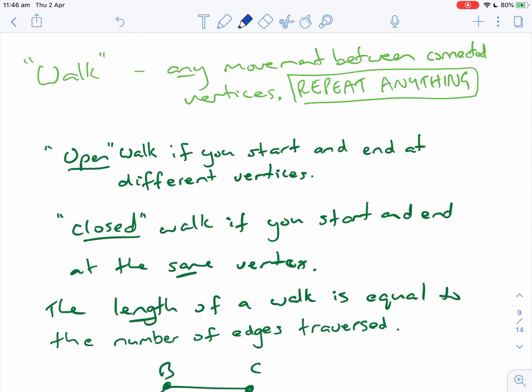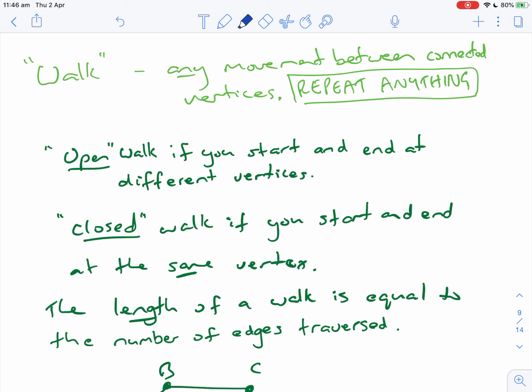So a walk is basically a movement between any connected vertices. The graph must be connected. And in a walk, you can repeat anything. So you can think of that as a kind of a very random movement. You can go anywhere you like. You can repeat anything you like. The only rules are no bush bashing or flying. So there must be an edge between the vertices in order for you to get from one vertex to the other. An open walk is one where you start at one end and you finish at a different vertex.